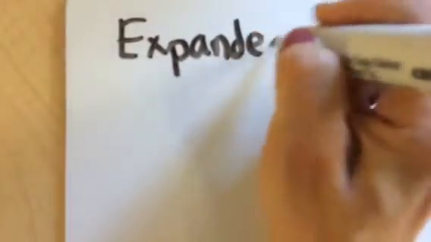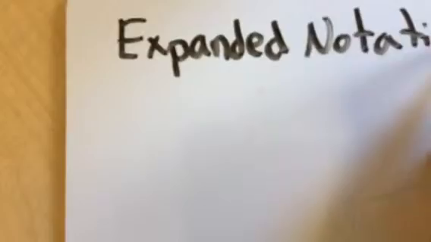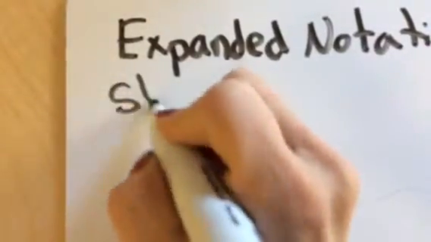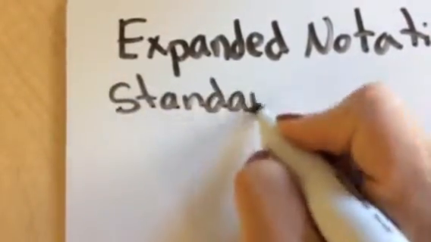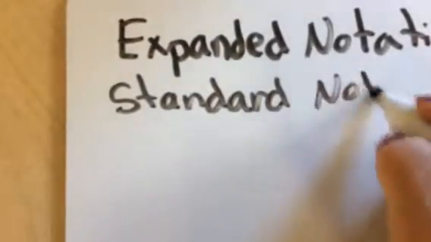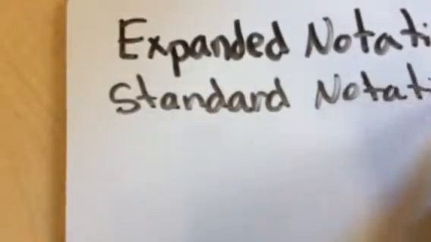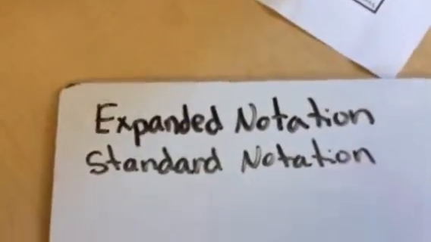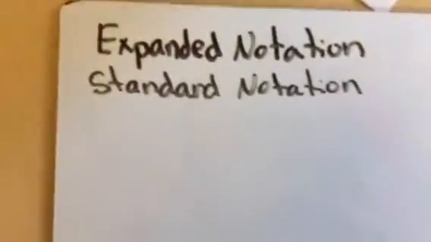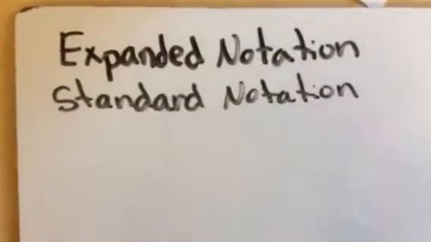Today I'm going to talk a little bit about expanded and standard notation. So expanded notation looks like this. Expanded notation. And standard notation looks like this. Okay? So when we're thinking about expanded notation and standard notation, that's what they look like when we're reading them in directions. Just adjust us a little bit.